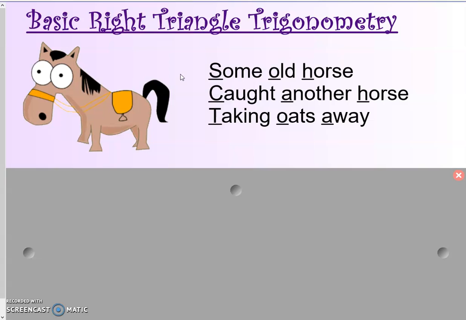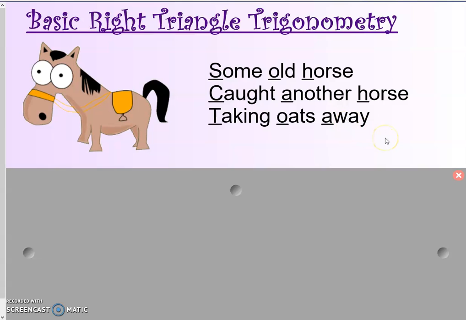So remember, we established this little saying to help us memorize our trig ratios. Some old horse caught another horse, taking oats away. Sine, opposite over hypotenuse. Cosine, adjacent over hypotenuse. Tangent, the opposite over the adjacent.